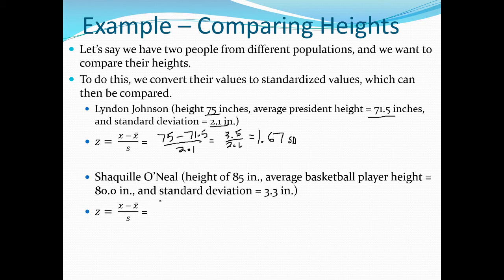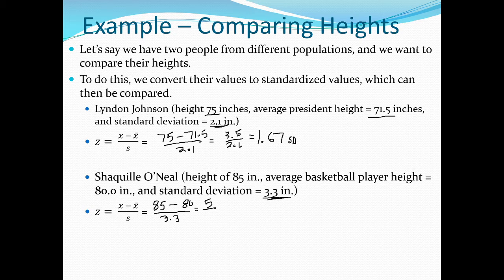Shaquille O'Neal had a height of 85 inches, so we're going to put 85 here, minus the average height of a basketball player, at least when this data was taken, which was 80. So minus the average of 80, divided by the deviation, which is 3.3. If you notice here, the first thing you can tell is that basketball players seem to have a higher standard deviation than presidents, which means presidents were all around the same height, at least more than basketball players were. So basketball players vary from pretty tall to pretty short a lot more than presidents do. Just a tidbit you can use as a reference.